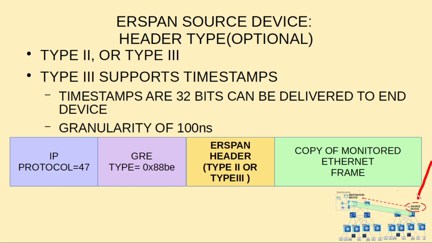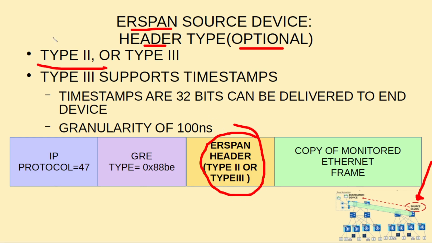We're still talking about how to configure source devices. This is an optional step. You can choose what ERSPAN header you are going to use for your encapsulation. By default, type 2 will be used, but you can choose to go for type 3. Type 3 supports timestamps, so we are going to be including a timestamp field that will be 32-bit wide for every single copy of your Ethernet frames that are being monitored. This will offer you a granularity of 100 nanoseconds.